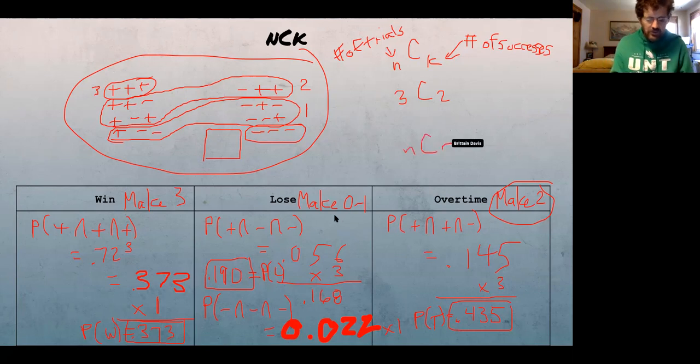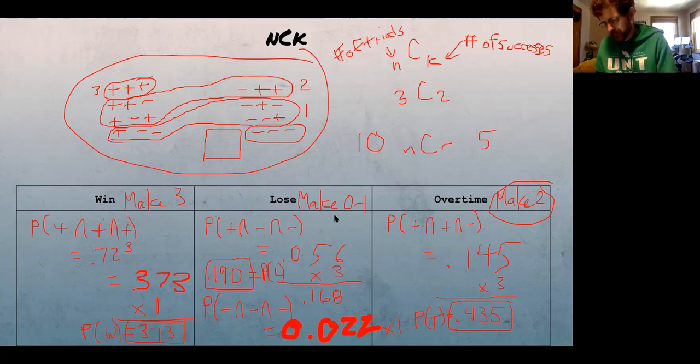But what I'm going to want to do is, let's say there are 10 trials, 10 free throw shots. The number of possible ways that you could end up with 5 successes, which is not the same as the probability, is going to be 10 choose r, and then 5 will be our r value, or k. I don't know why the calculator calls it r.